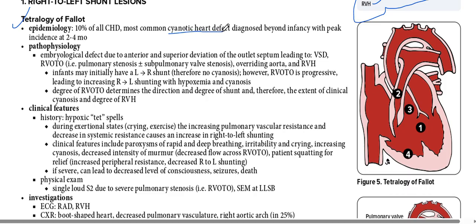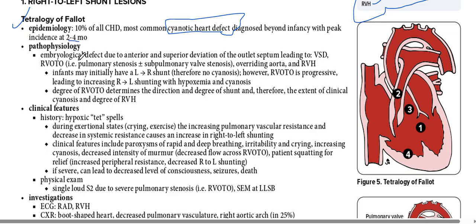cyanotic congenital heart defect, known as tetralogy of Fallot. Guys, you should remember what the most common acyanotic congenital heart defect is, that is VSD. But the most common cyanotic congenital heart defect is tetralogy of Fallot. Peak incidence is at the age of 2 to 4 months.